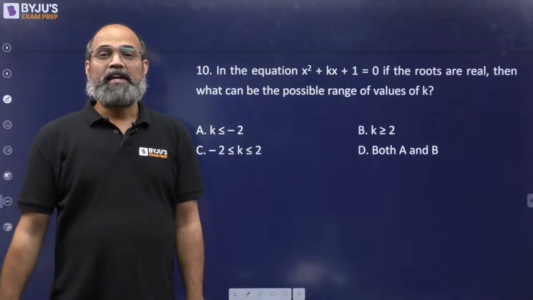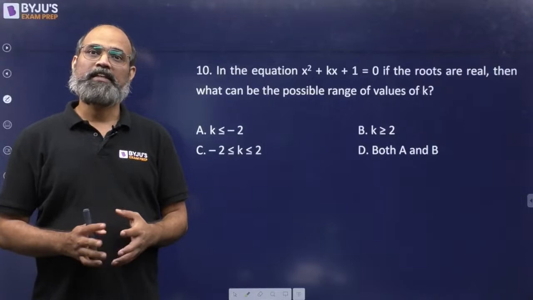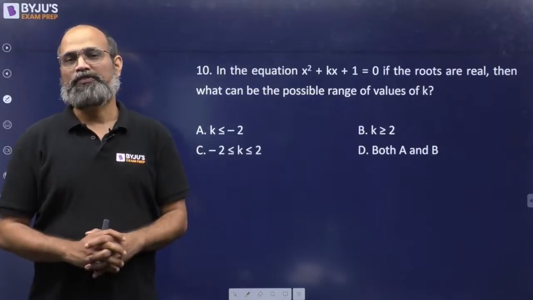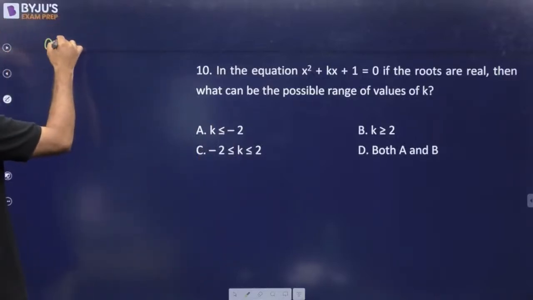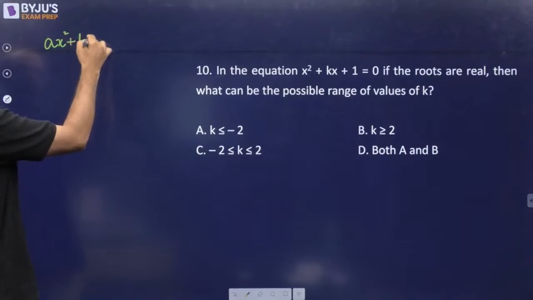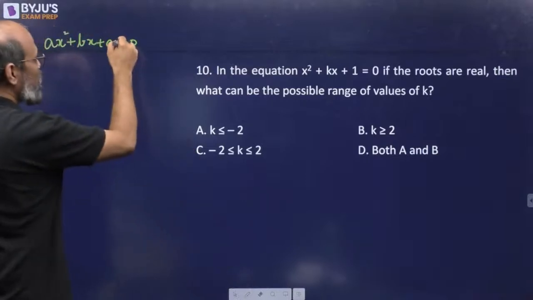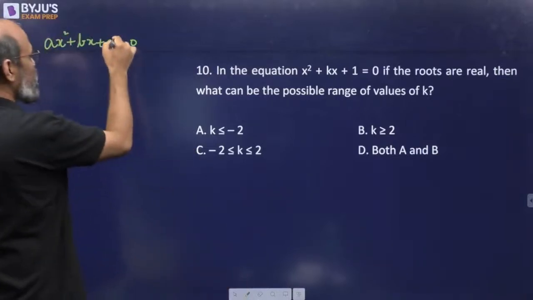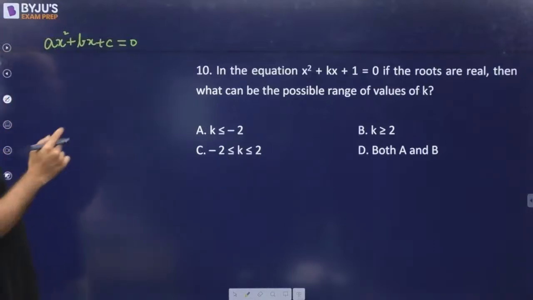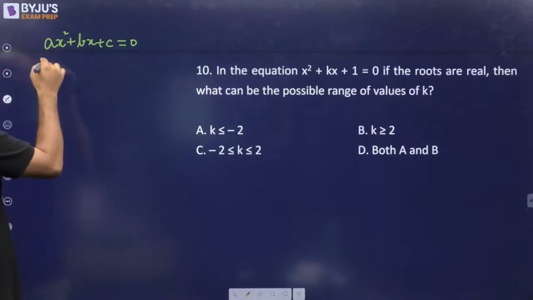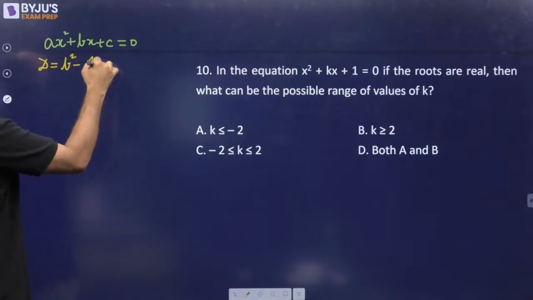Next one. In the equation x square plus kx plus 1 is equal to 0, if the roots are real, then what can be the possible range of values of k? So, in the case of a quadratic, how do you find out if the roots are real or not? So what you do is you calculate discriminant, and discriminant is given as b square minus 4ac.